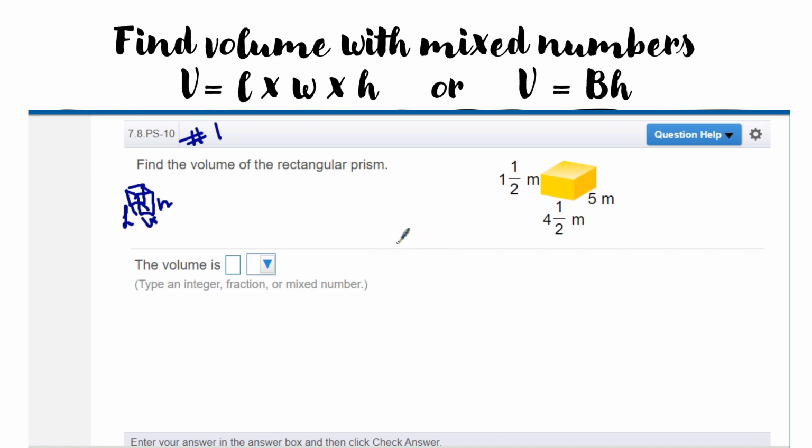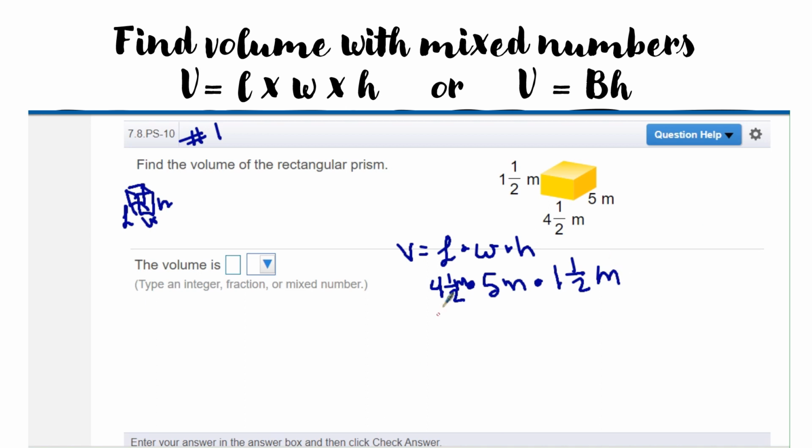So I'm going to use the formula for volume. Volume is equivalent to length times the width times the height. So I'm going to substitute these values in for my length, width, and my height. I'm going to use 4.5 for my length. I'm going to multiply that by 5 meters for my width. And I'm going to multiply that by 1.5 meters for my height.